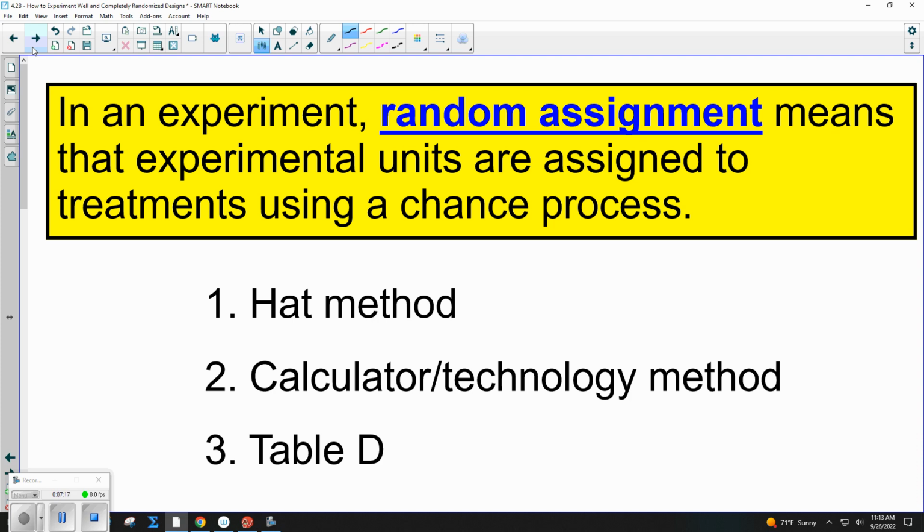Be specific. Sorry. Table D. What do I have to do first on table D? Assign everybody what? A number. What's the first number? 01 through 20. Then we read how many digits? 2-digit numbers going left to right. And this is where you say skipping repeats and numbers outside of 01 through 20. Okay, and then assign the treatments. First 10 people, numbers will take treatment A, remaining will take treatment B. All right, be specific.